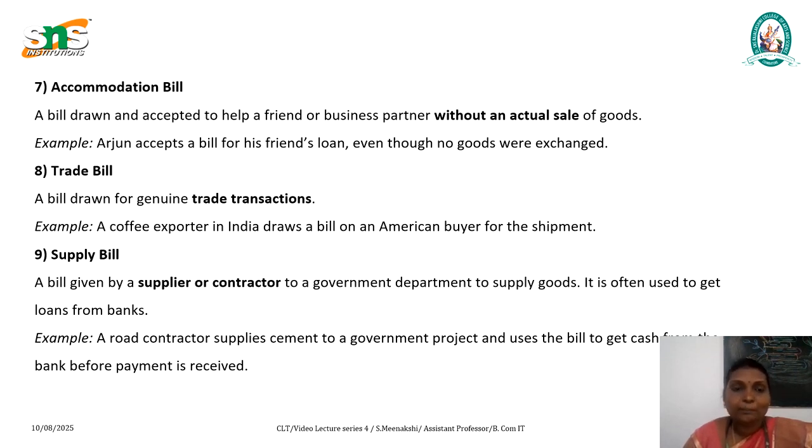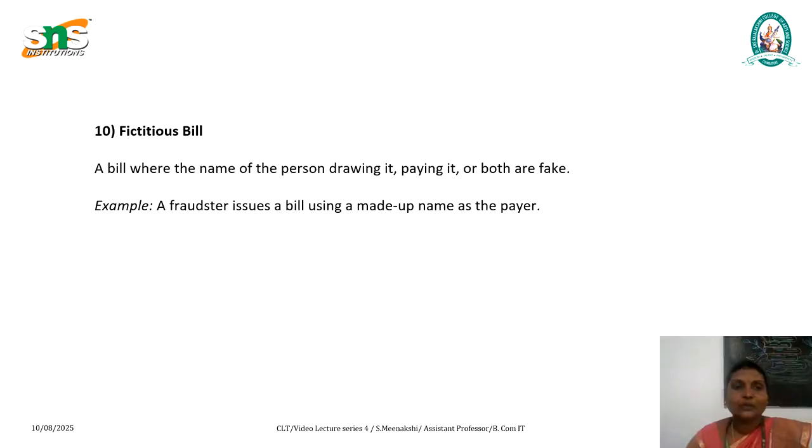Then the last one, supply bill. This kind of bill is drawn by a supplier or contractor on a government department in order to supply goods. These bills are often used to get loans from banks. For example, a road contractor supplies cement to a government project and uses the bill to get cash from the bank before actual payment is received from the government.